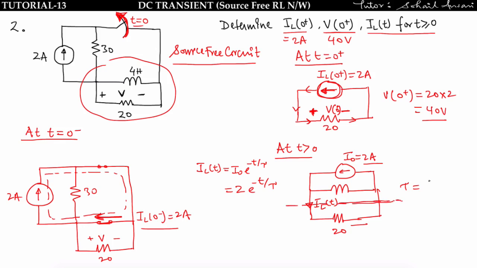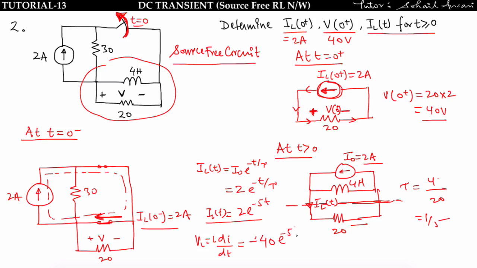So we can find the time constant. At this point you will get L equivalent, that is the inductor having 4 Henry, so 4 upon R equivalent, which is 20, that is equal to 1 by 5. So finally IL of t is equal to 2 e to the power minus 5t. Got it? Now find the voltage across the inductor. The voltage across the inductor is given by VL equal to L di by dt. When you find the voltage across this inductor, you will get minus 40 e to the power minus 5t.